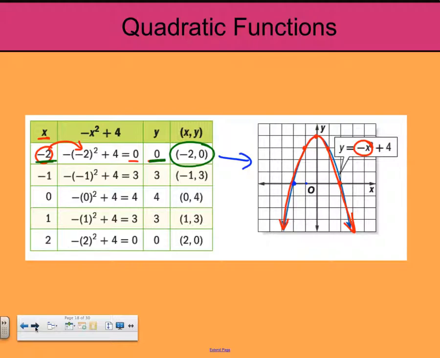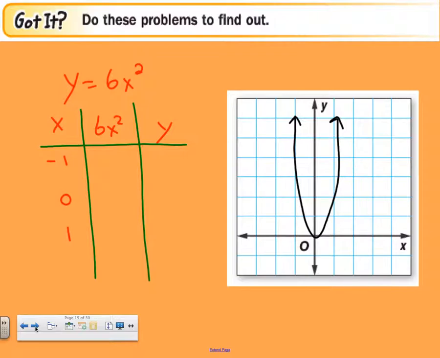I would like you guys to try this on your own. The got it problem at the bottom of the page. I put a table up on the screen for you to help you. Those are the x values that I recommend that you create, -1, 0, and 1. And hopefully you should end up with a parabola that looks something like that. Okay, go ahead and get started.